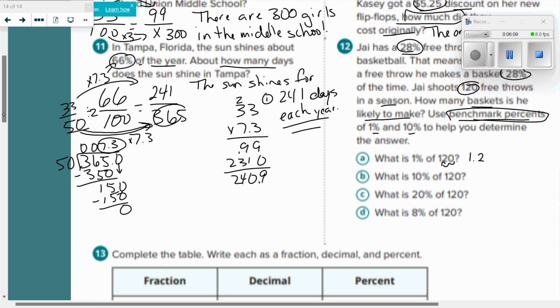So that is 1 and 2 tenths. 10%, I just move it once. So that is 12. What is 20%? So 20, I just take my 10 and multiply it by 2. So that's going to be 24.